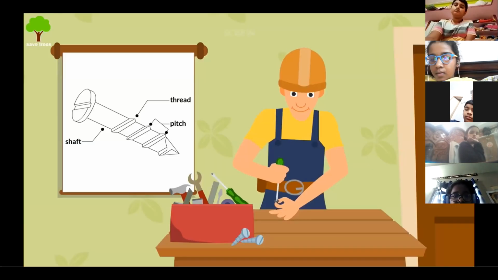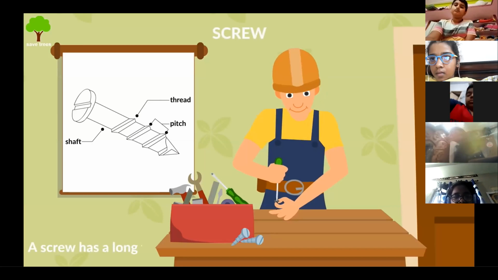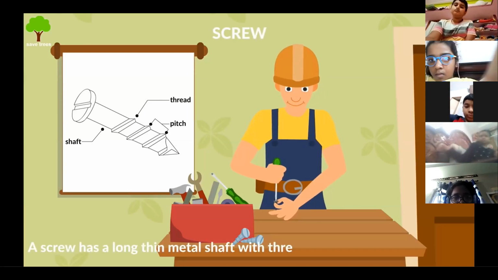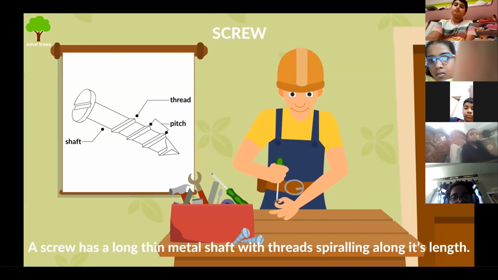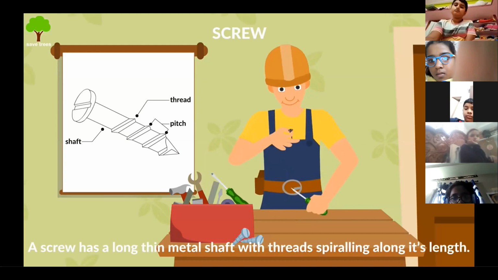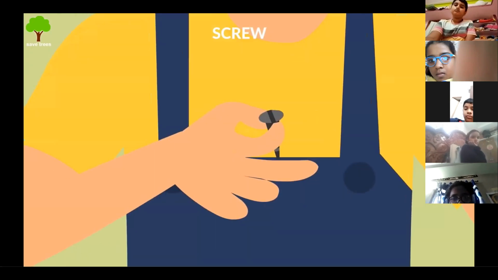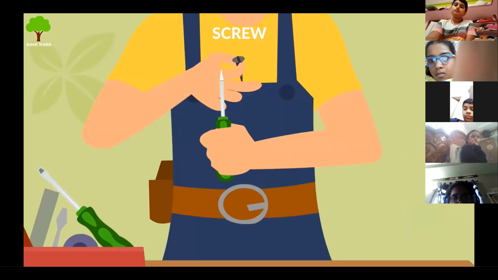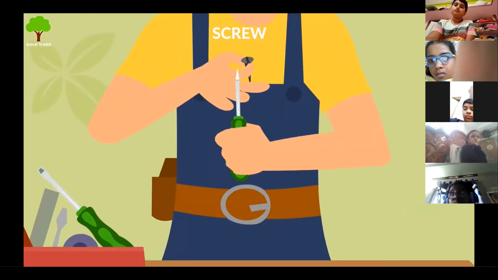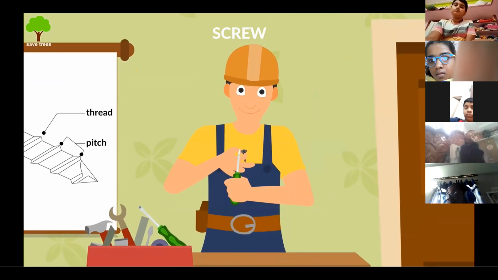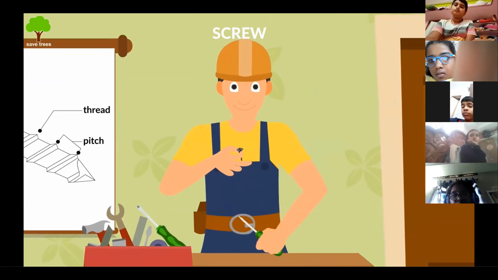Screw. A screw has a long, thin metal shaft with threads spiraling along its length. It also has a turning head with a groove where a screwdriver can be used to rotate the screw. It can be used to lift things or to hold things together.